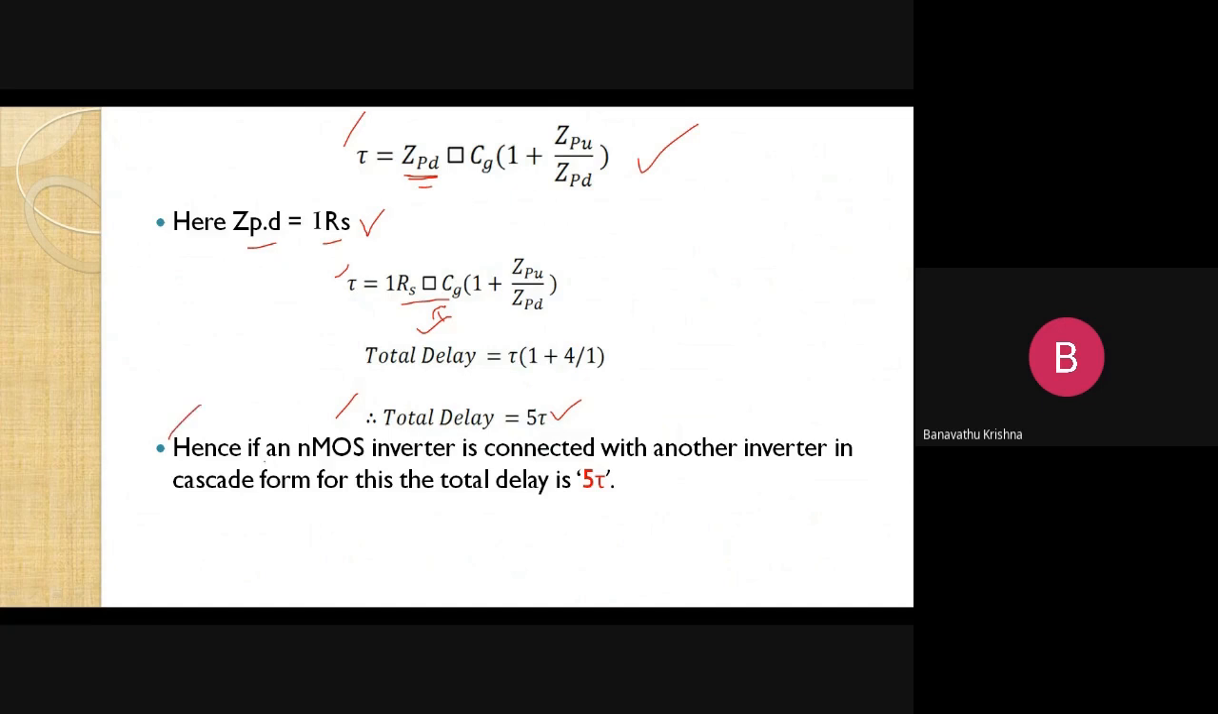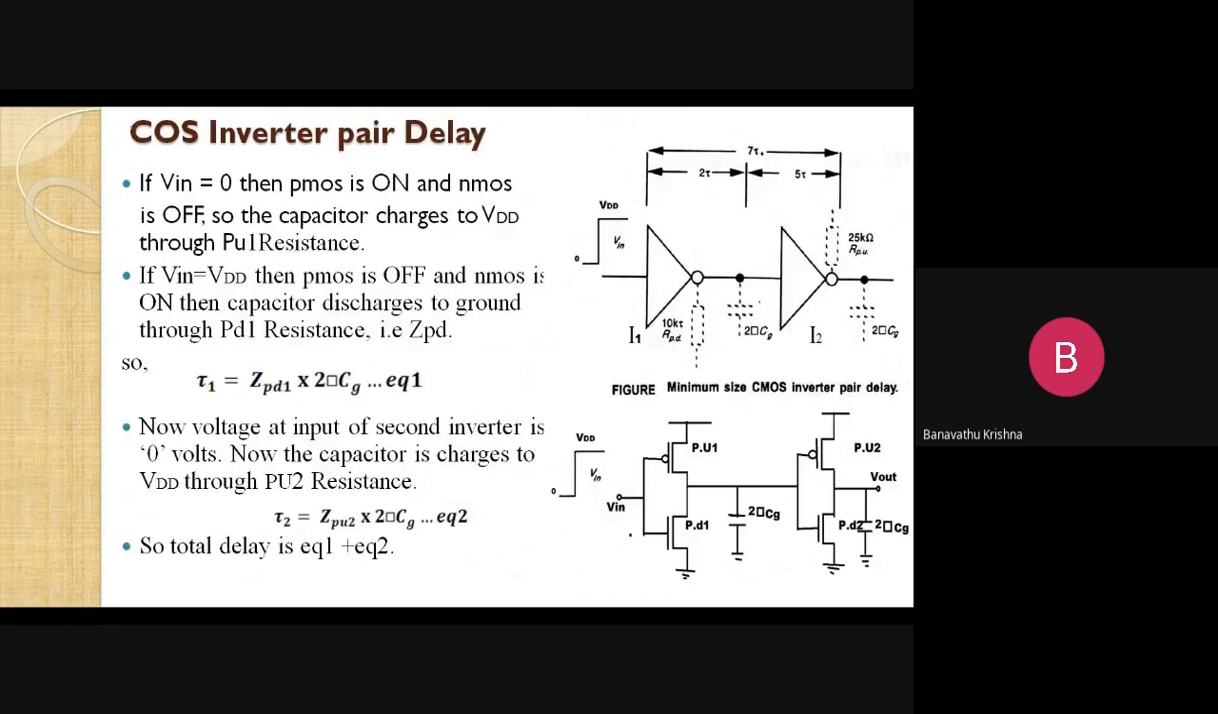This is the total delay for inverters connected in cascaded form. So hence, if an NMOS inverter is connected with another NMOS inverter in cascaded form, the total delay is 5 tau, right? And next case here it is CMOS. Here it is CMOS inverter delay. So here let us see, this is the first CMOS inverter and the second CMOS inverter. Those two are connected in cascading form.